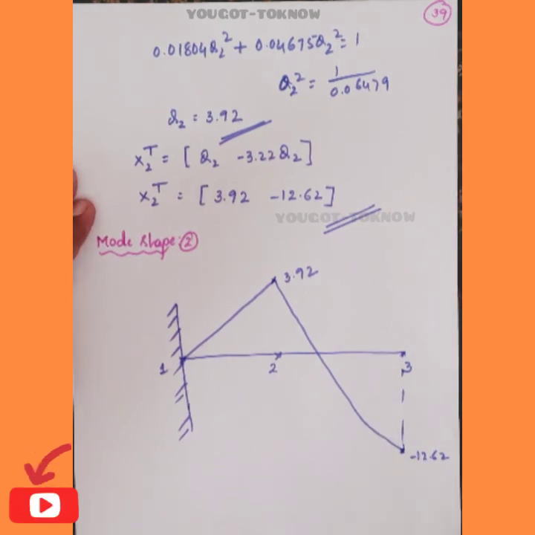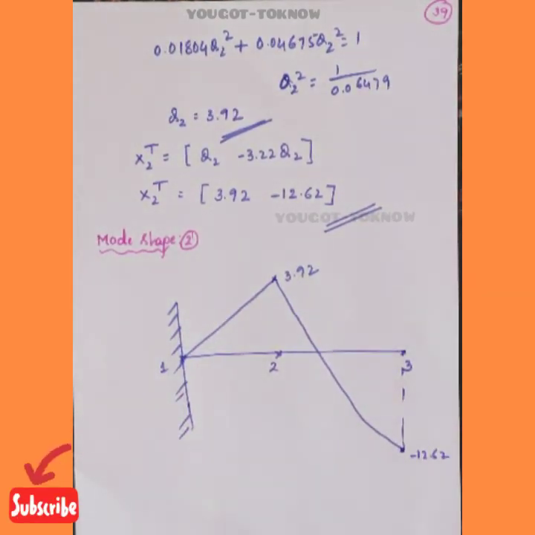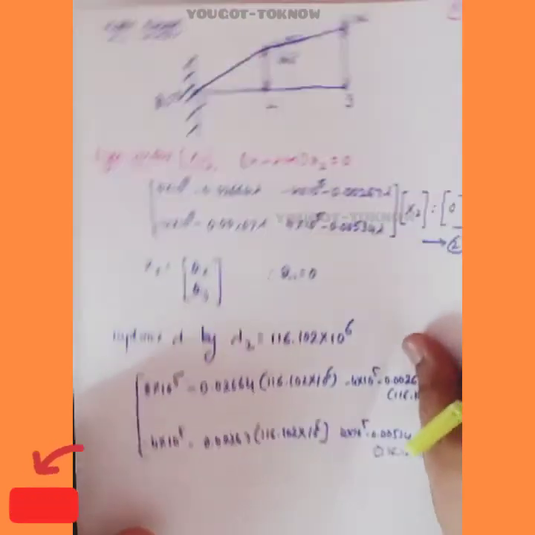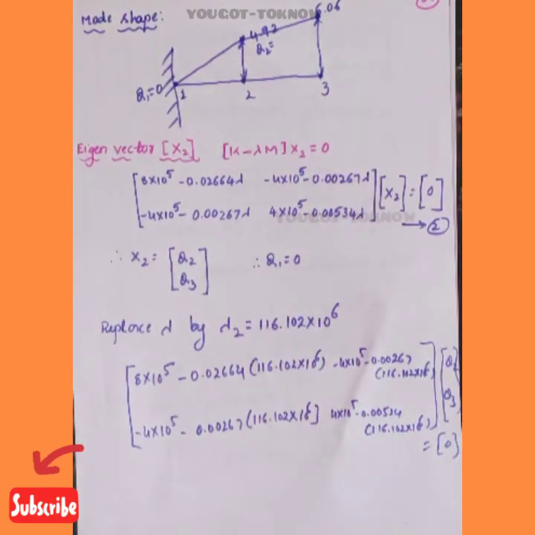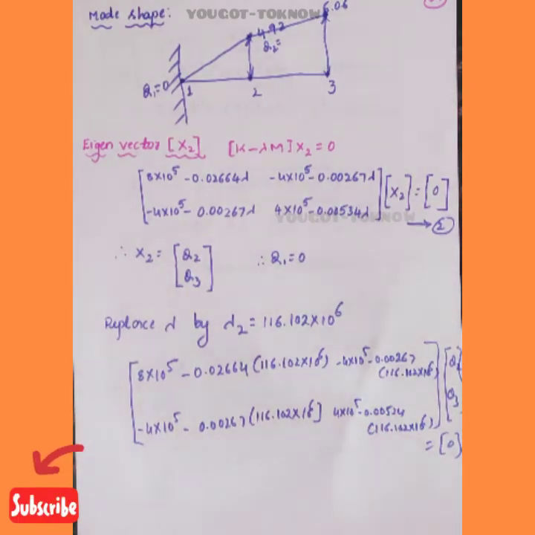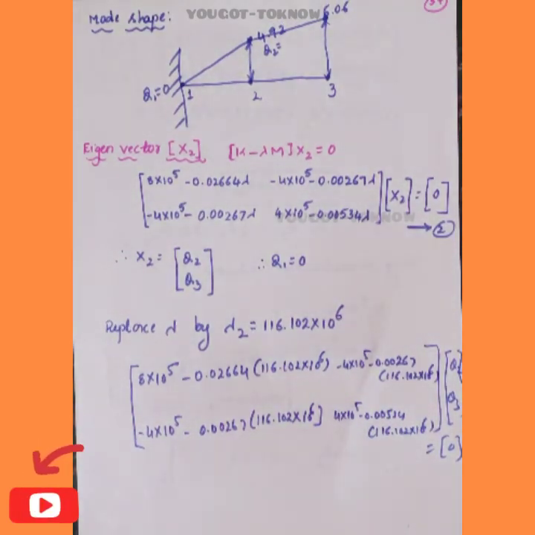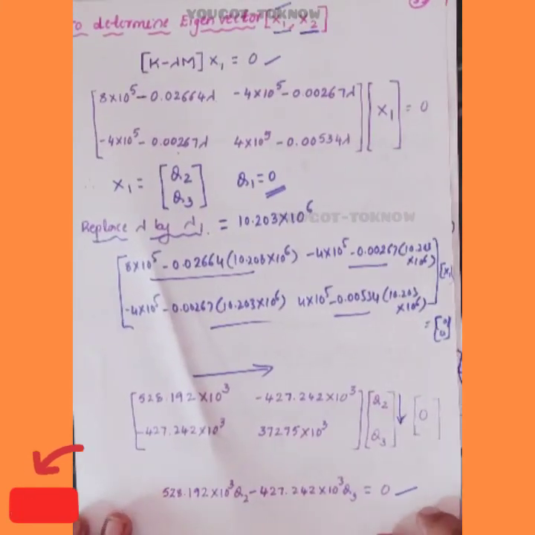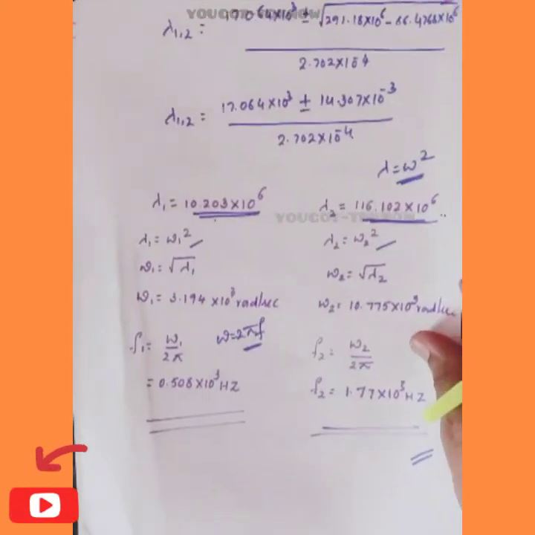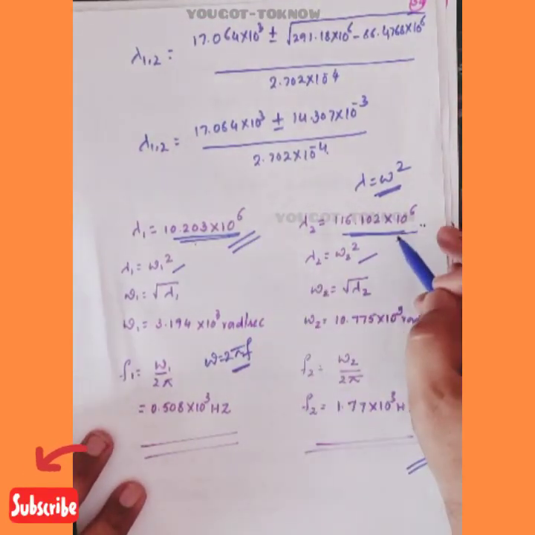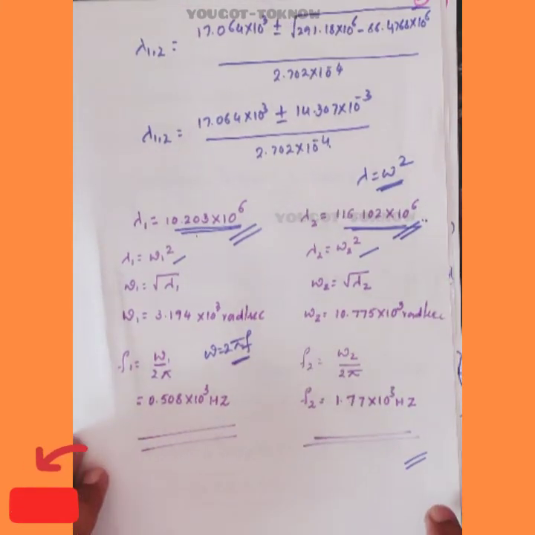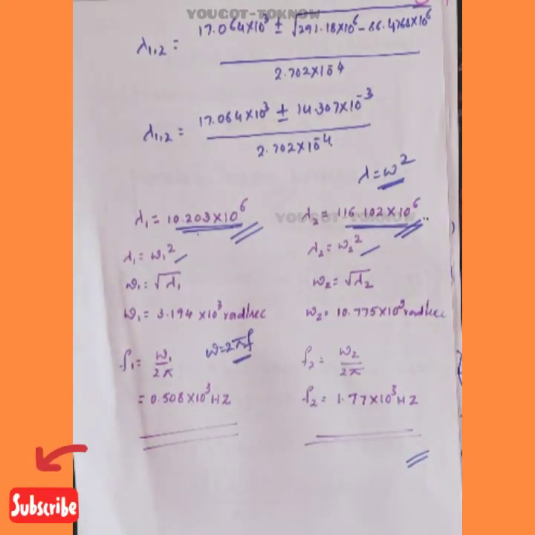This is called your mode shape 2. Generally, we call it a twisting mode, and the first one is called a bending mode. This is mode shape 2, and this is mode shape 1. Now, what we have determined as x1 and x2 are called your eigenvectors. This is eigenvector 1, and x1 and x2 are called your eigenvectors. Then lambda 1 and lambda 2 are called your frequency eigenvalues. This is the simple procedure for how to calculate eigenvalues, eigenvectors and mode shapes for a simple bar element or stepped bar problem.